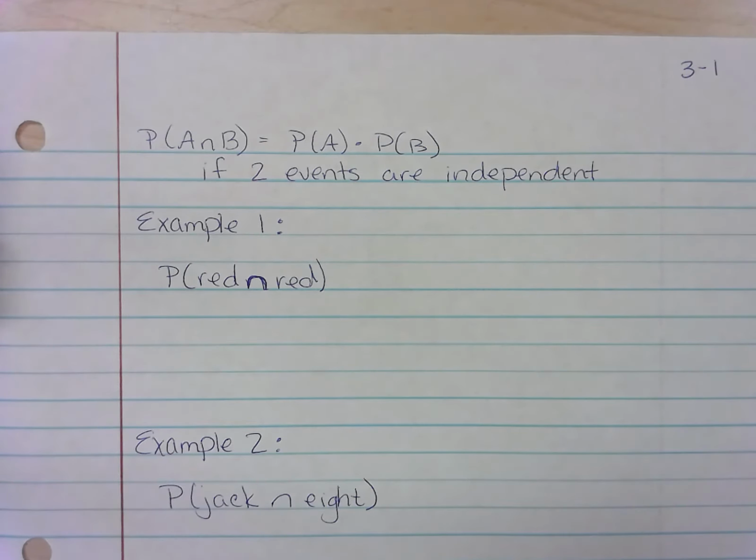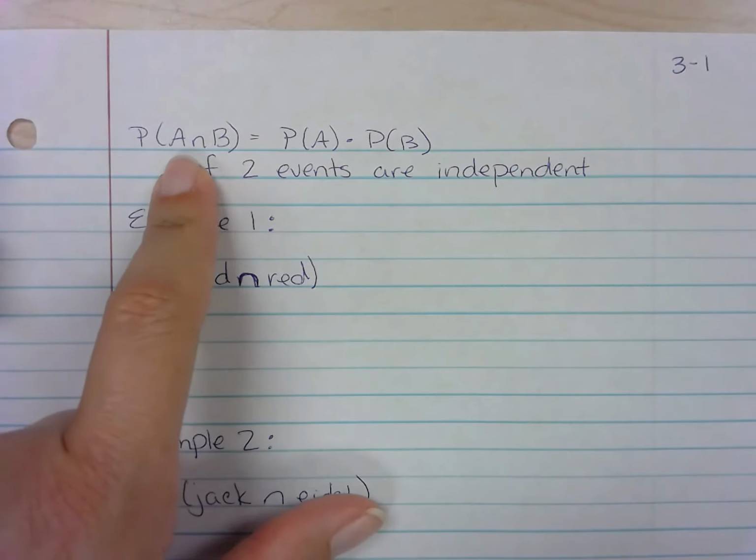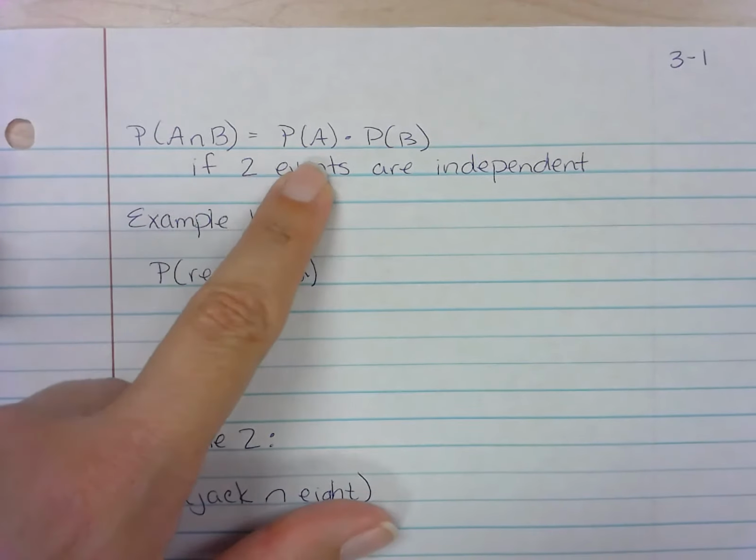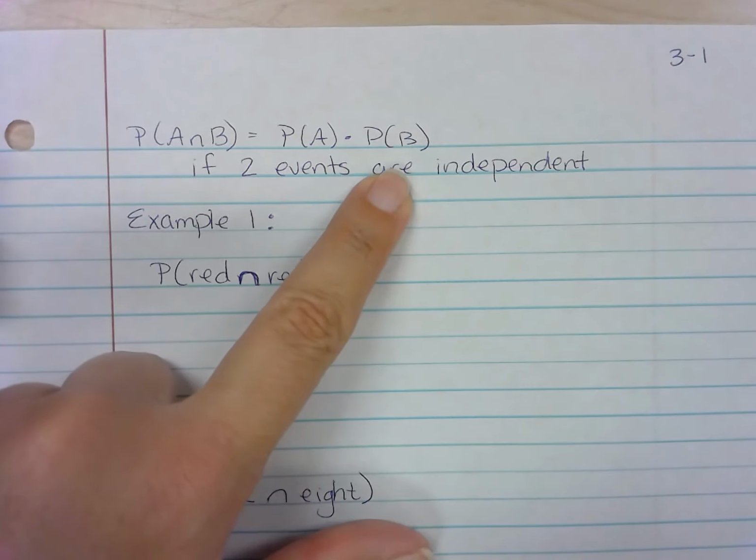So what we're going to do today is look at whether two events actually have any impact on one another, and mathematically determine if the probability of those two events are actually independent. The equation we're going to use says we take the probability of A and B, and it should equal the probability of A times the probability of B.